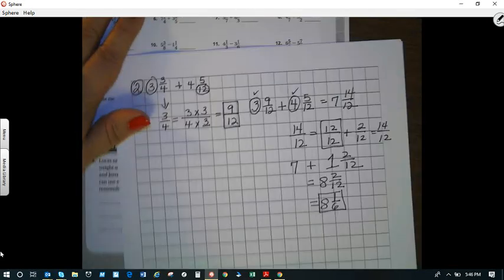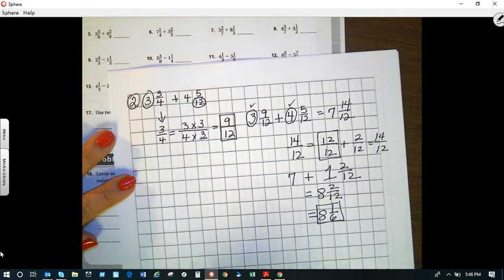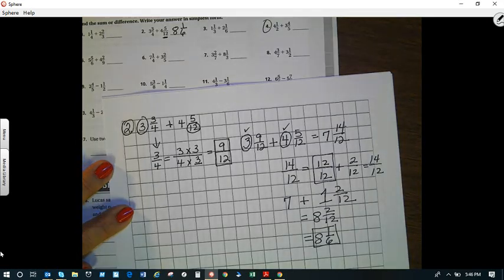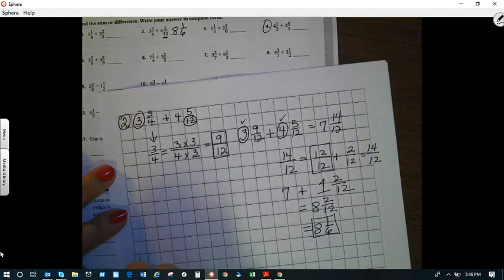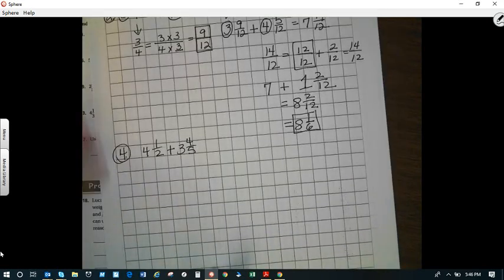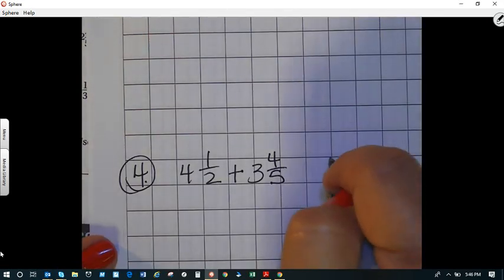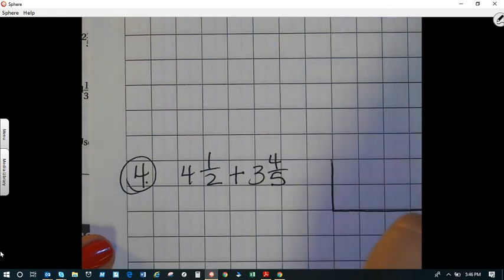All right, now my next problem is number 4. I have 4 1/2. Let's see if you can see that in there. 4 1/2 plus 3 4/5. So this is number 4. I have 4 1/2 plus 3 4/5. Again, I'm going to enlarge this a bit so we can see. If you're needing to use the rectangle to find the common denominator, please do so.